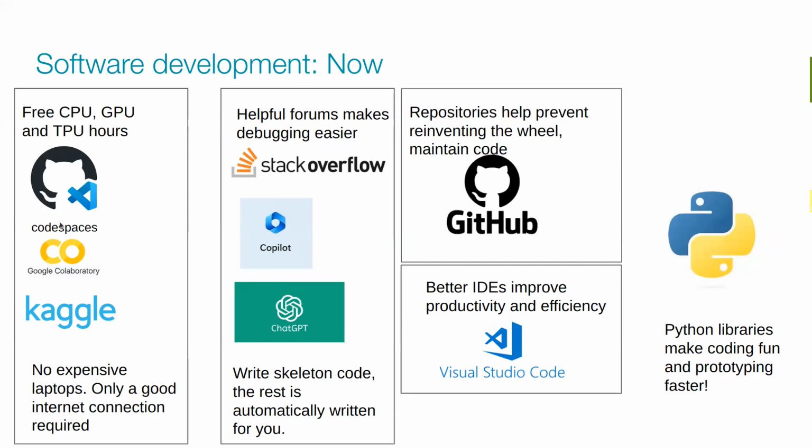Codespaces is one. Google Colab is another, where you can just start your Python kernels. Kaggle is another, which gives you free GPUs and TPUs. I can't imagine in those days having free access to GPUs and TPUs.